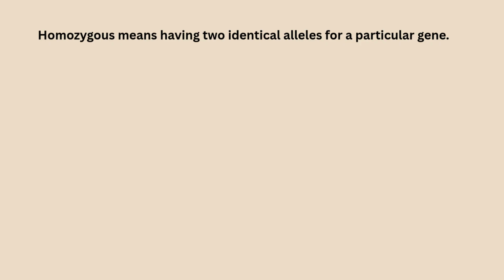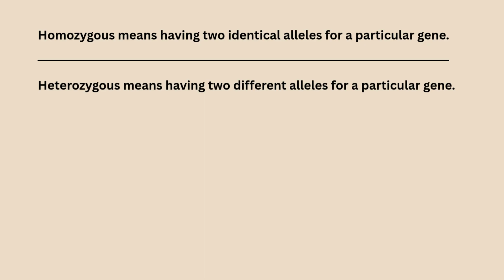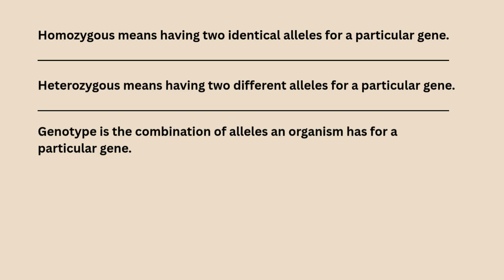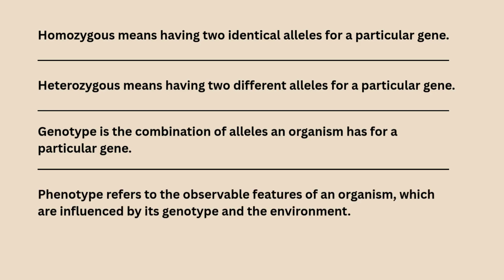Homozygous means having two identical alleles for a particular gene. Heterozygous means having two different alleles for a particular gene. A genotype is the combination of alleles an organism has for a particular gene. And the phenotype refers to the observable features of an organism which are influenced by its genotype and the environment.